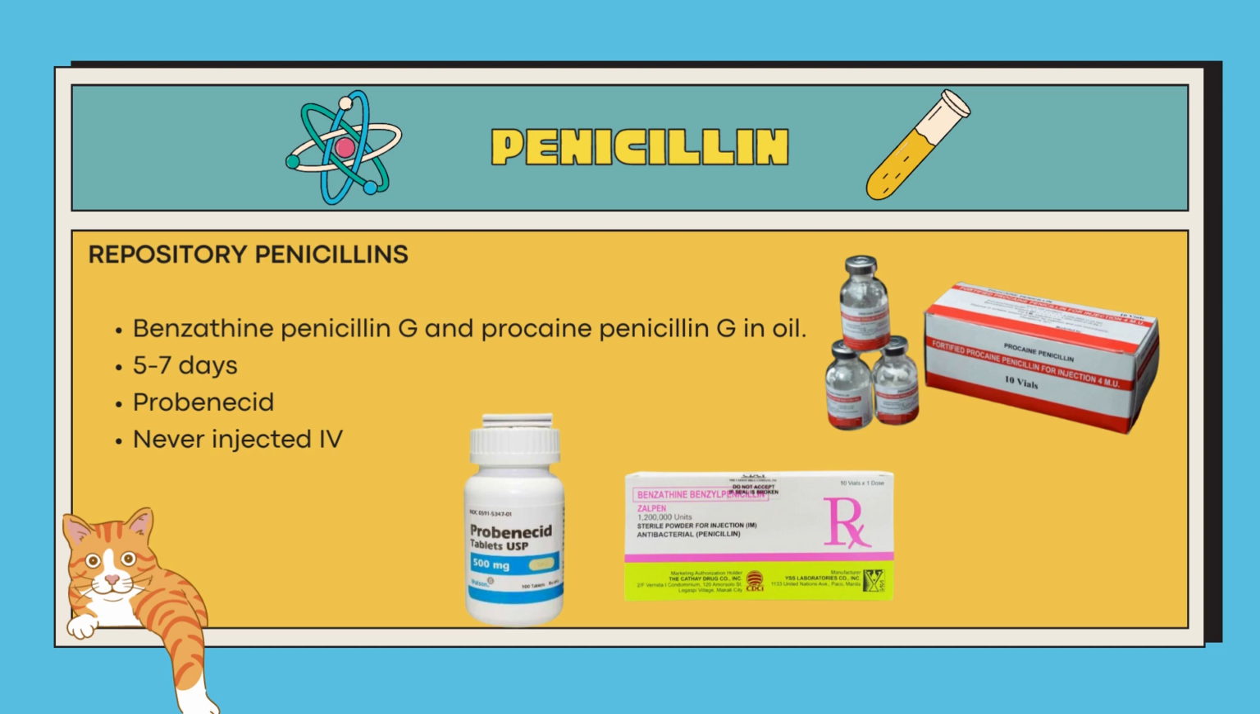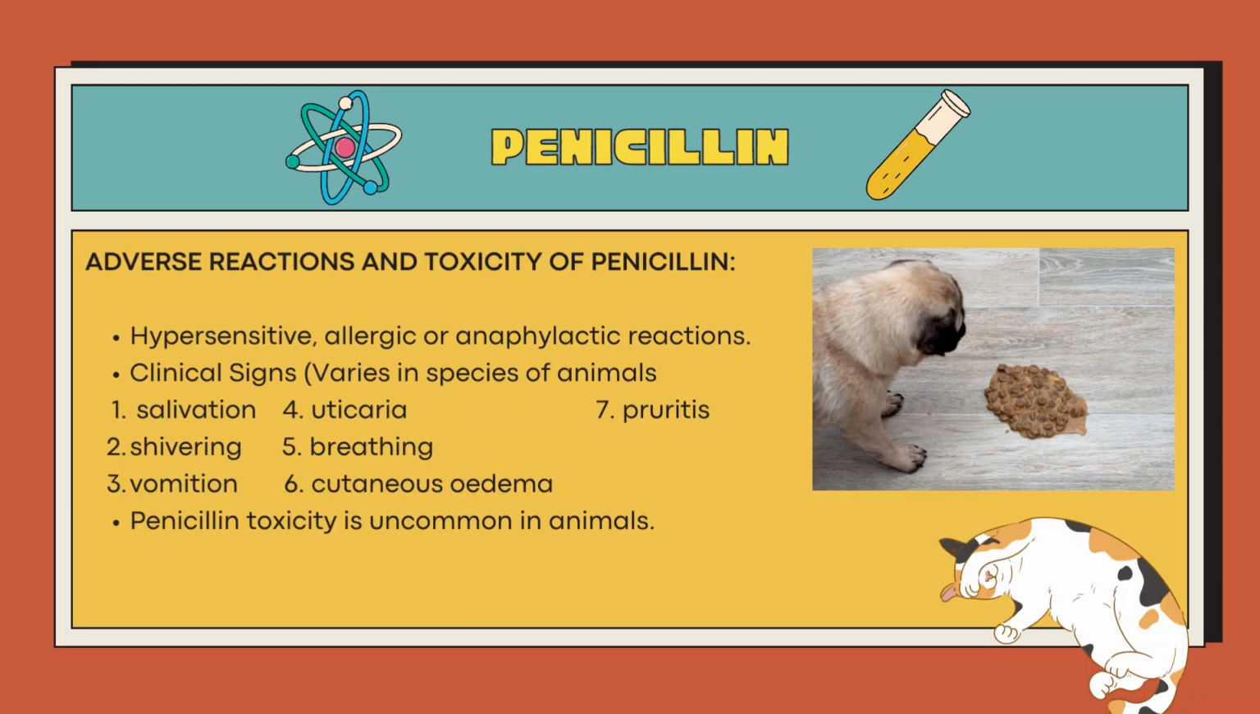Probenecid delays renal excretion of penicillins and prolongs the blood levels of penicillins with short plasma half-life. It is added at 1 to 2 milligrams per 1,000 IU of penicillin G for oral dosing in dog at 6-hour intervals. The repository forms of penicillin should never be injected intravenously. Now we move on to the adverse reactions and toxicity of penicillin.